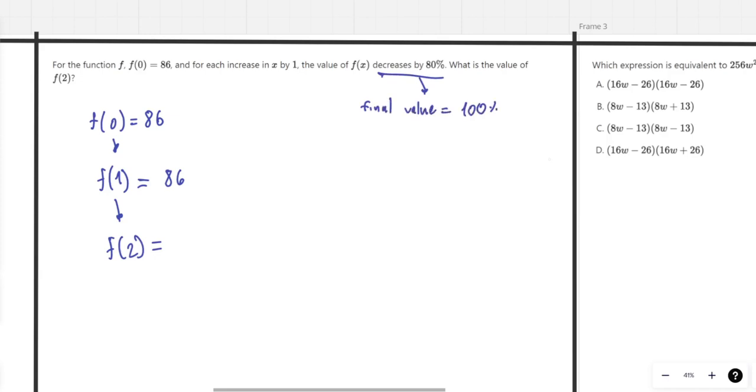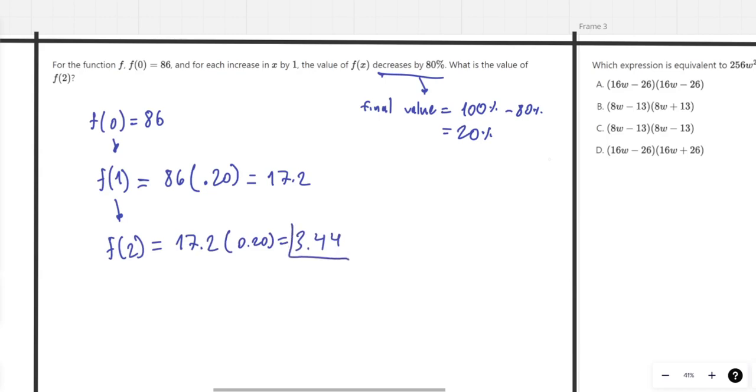is going to be the original 100% minus the 80%. So it's going to be 20% of what it was by losing 80% of its value. So that's 86 times 0.20. And if we multiply that out, 86 times 0.20 is just 17.2. Now, that's for each increase in x by 1. We want to increase again to x equals 2 and get f of 2, which means I'm just going to take 17.2 and again multiply that by 0.20, and that's going to give us 3.44. So that's all there is for that question.